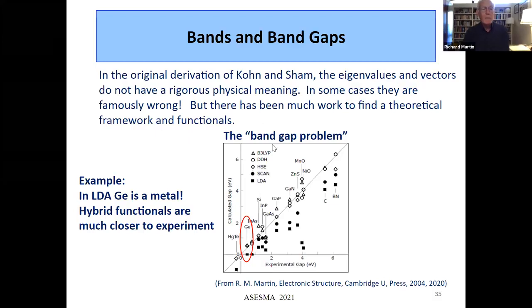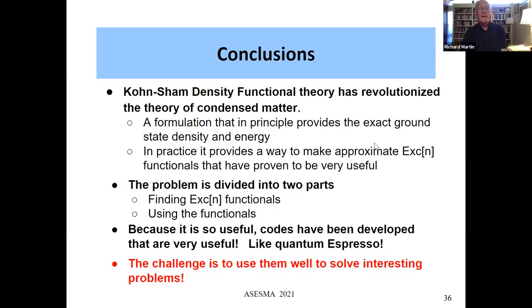The improved functionals, that's mainly hybrids, have so much success, shown along this 45-degree line. If a point was exactly on this line, that would correspond to the calculated gap being exactly the same as the experimental gap. And so we see that there's a lot of progress along this direction, but that's something to keep in mind, to be careful what you do.